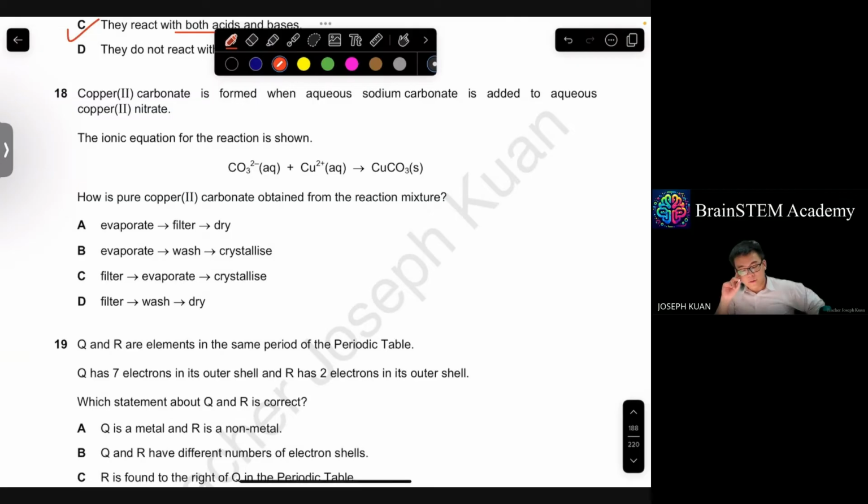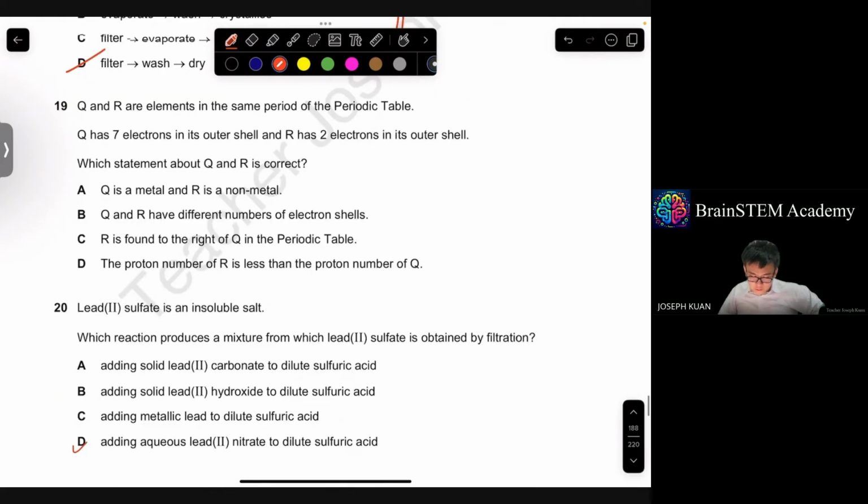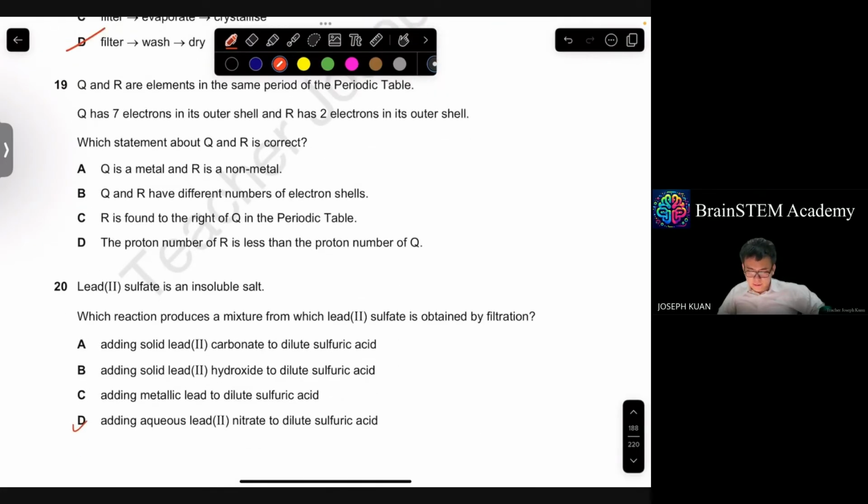Moving on, copper(II) carbonate is formed when aqueous sodium carbonate is added to aqueous copper(II) nitrate. The ionic equation for the reaction is shown. How is pure copper(II) carbonate obtained from the reaction mixture? Keyword, this is a precipitation reaction, as it's a solid product from two aqueous solutions. A solid product can be gathered by filtering. So we get the solid residue, and we need to wash it and dry it. This is the answer.